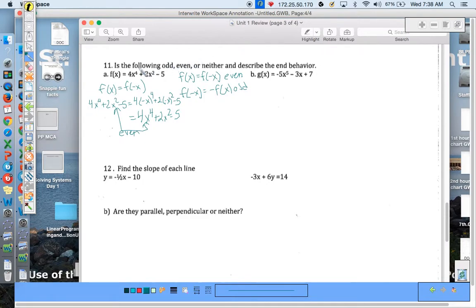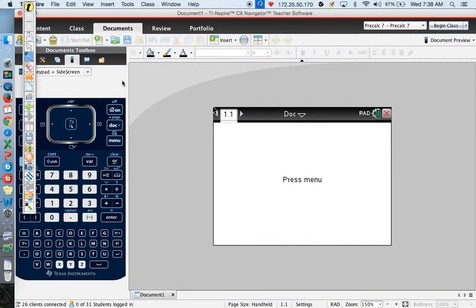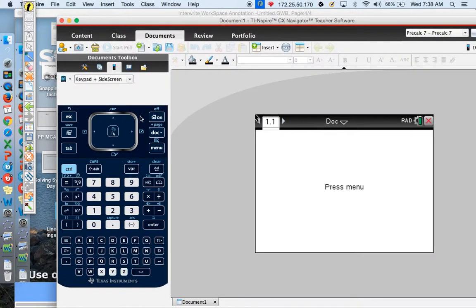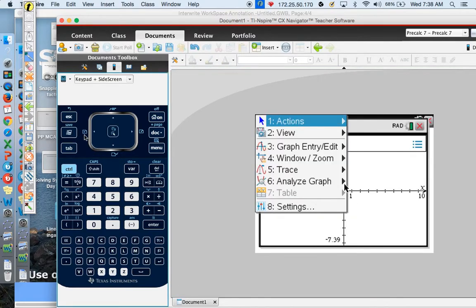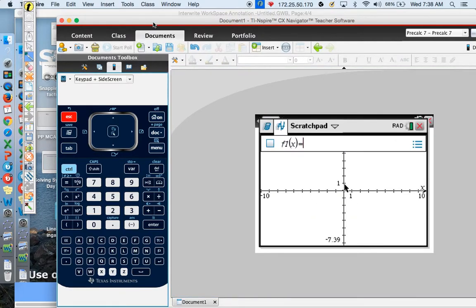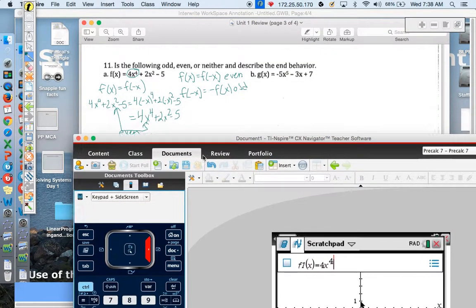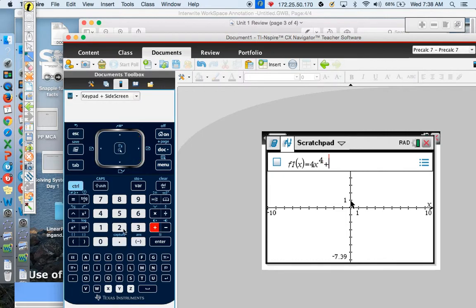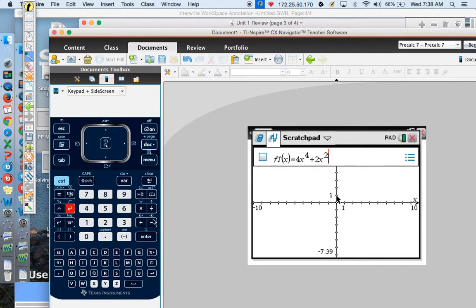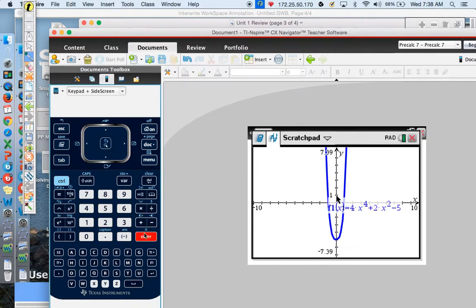And then it asks for end behavior. Well, if you remember our end behavior, we look at our highest power. And if you're not sure, we could always go to this calculator and we can graph it. And what do we have? 4x to the 4th plus 2x squared minus 5. And it ends like that parabola there.